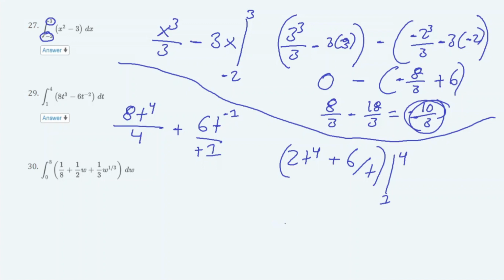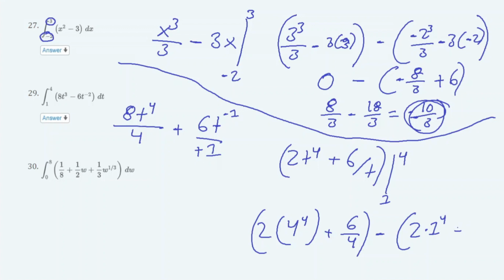So all we need to do now is just plug it in. So we'll have 2 times 4 to the 4th power plus 6 over 4, and then that would be minus 2 times 1 to the 4th power plus 6 over 1. So on the left side, you're going to have 512 plus 1.5. And then on the right side, 1 to the power of 4 is going to be 1, so 2 plus 6. If you put that all together, you're going to get an answer of 505.5.